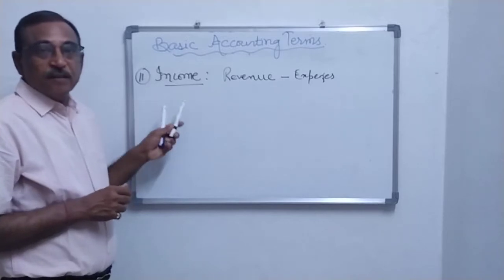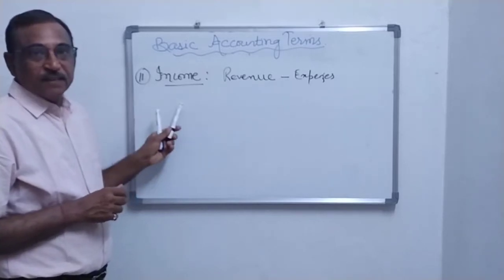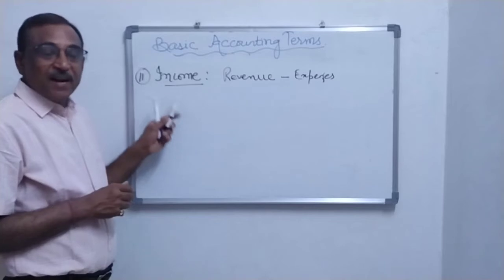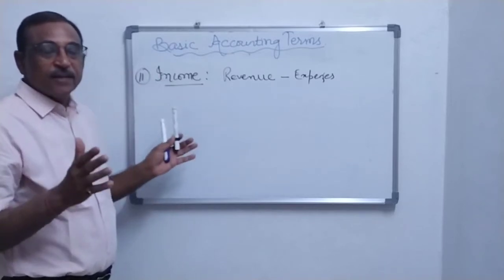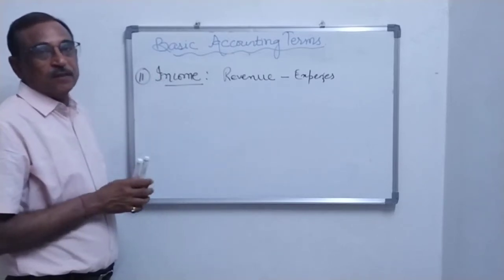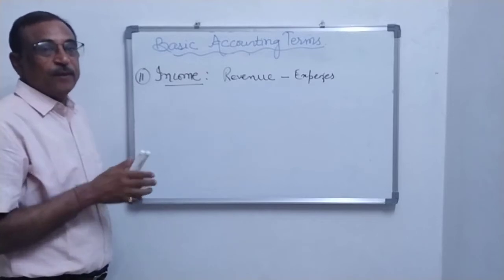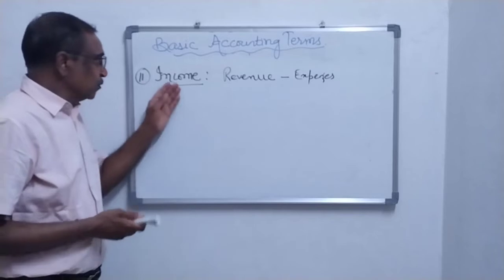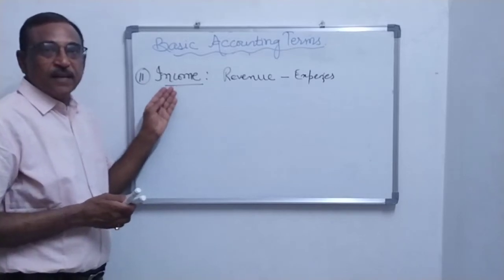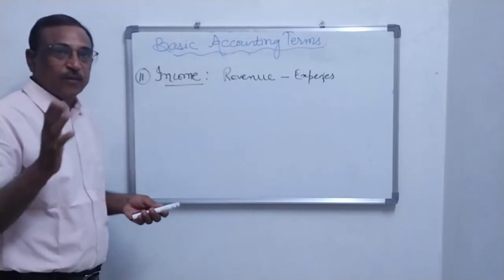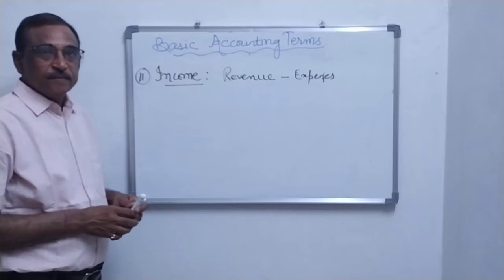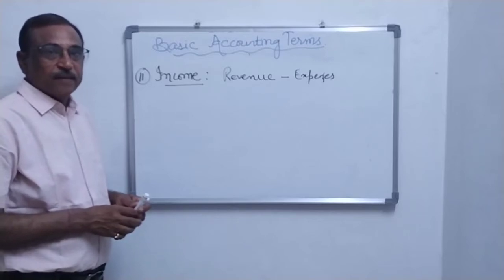And it is broader than profit. Profit is part of the income. Income is a broader term which includes profit also. Apart from profit, there are other expenses and incomes that have to be taken into account while finding out the income of the business in an accounting year. Clear? Now we take up another.